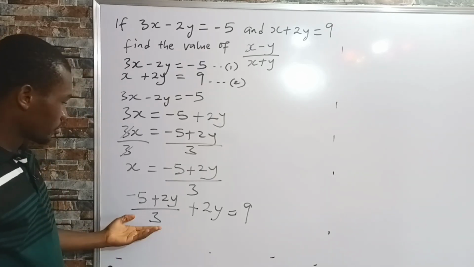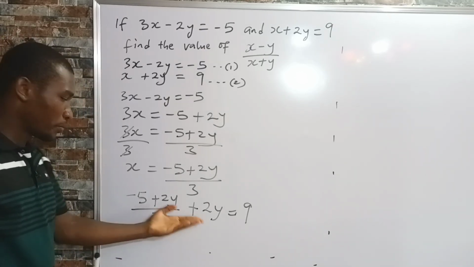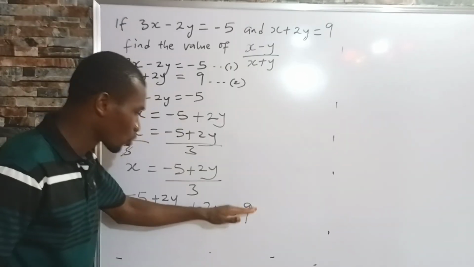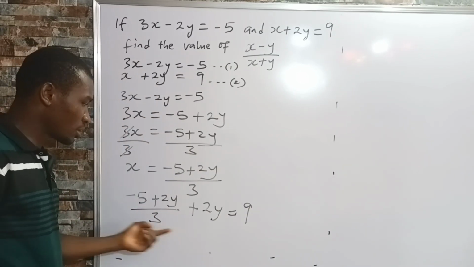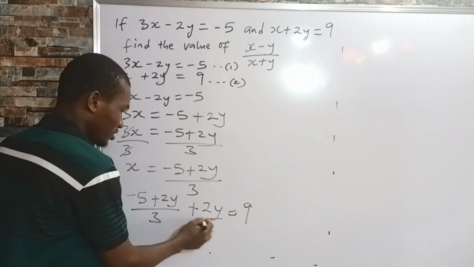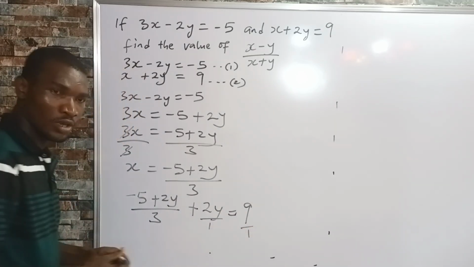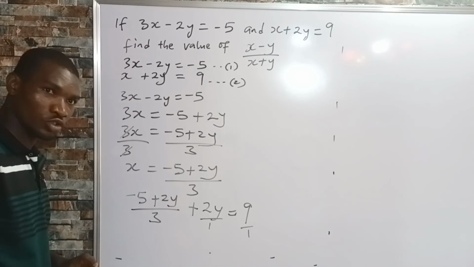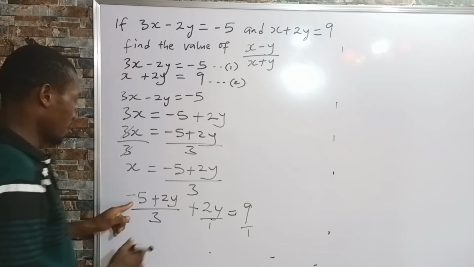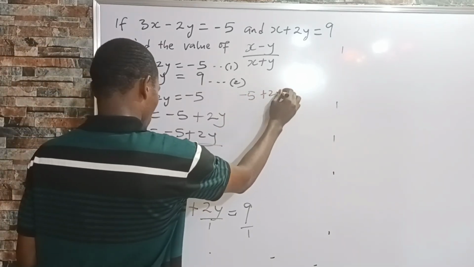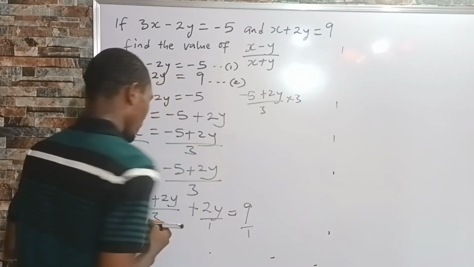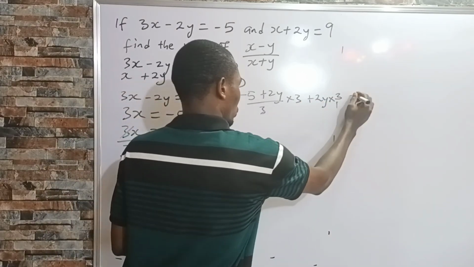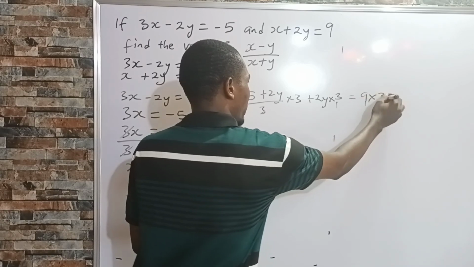My target is to remove this fraction so that it will be linear and easier to solve. So let me remove the fraction by multiplying throughout this equation by the LCM of the denominators. Don't forget that 2y is 2y over 1, and 9 is 9 over 1. What is the LCM of 3, 1, and 1? It is 3. So I multiply throughout by 3. Here I have (negative 5 plus 2y) over 3 multiplied by 3, then plus 2y multiplied by 3, equal to 9, which I also multiply by 3.